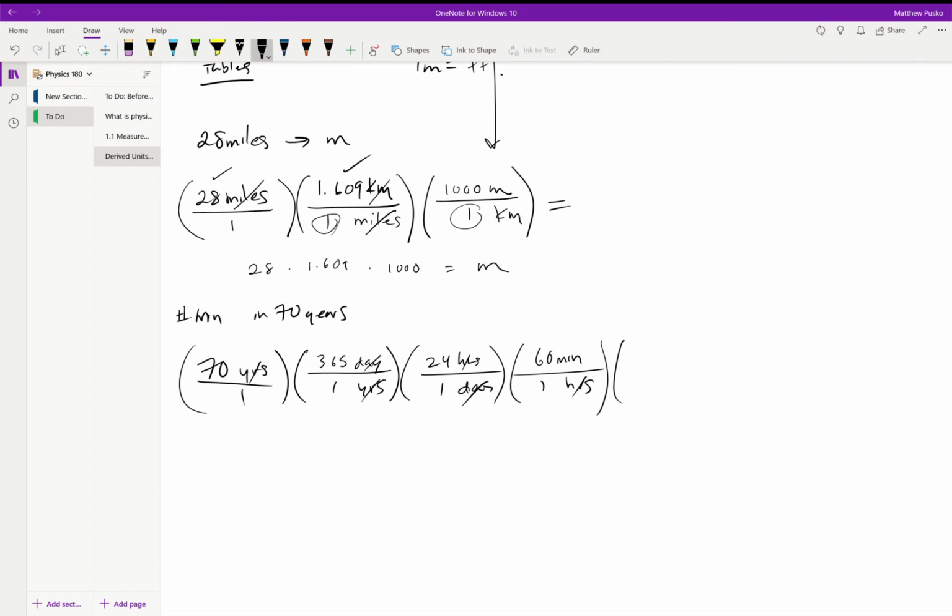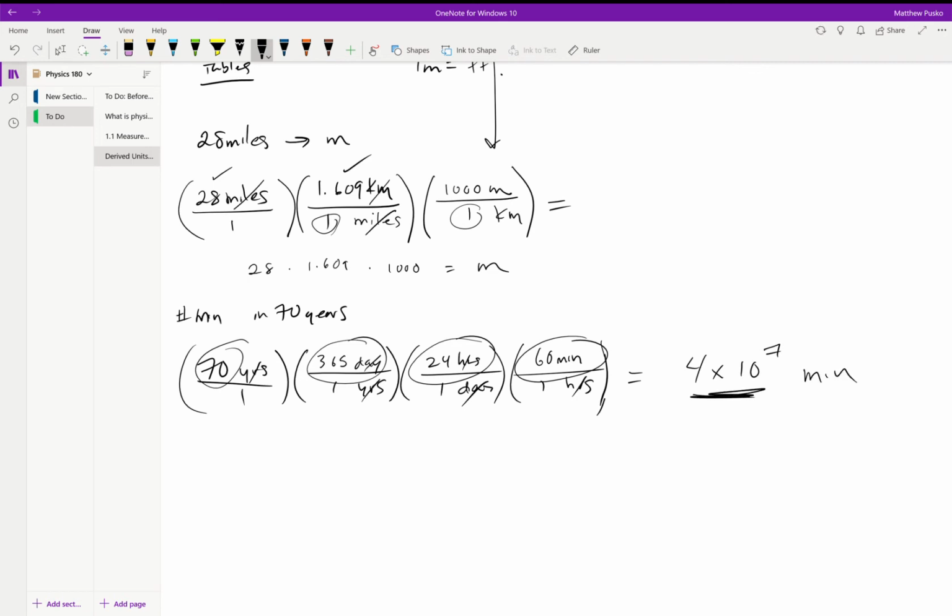Nope, that's it. They wanted it in minutes. I almost took it to seconds. If we wanted it in seconds, we could go one step further and multiply by 60 again. So in this case, it's 70 times 365 times 24 times 60, and we get our answer. It's 4, I think, times 10 to the 7th minutes, in scientific notation.